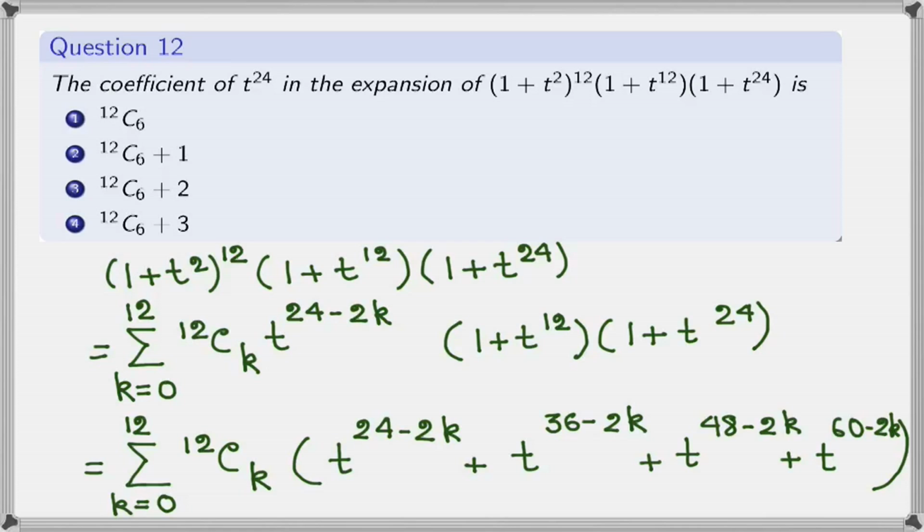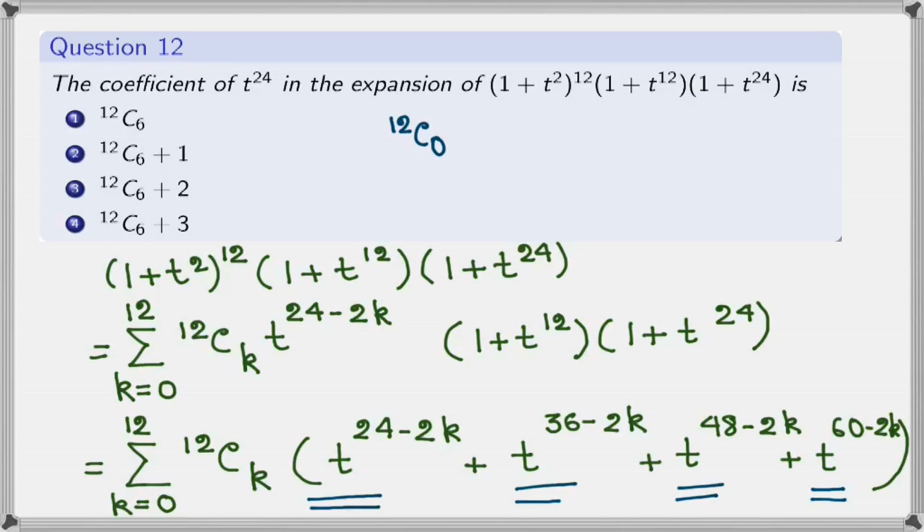Now note that in this expansion, from this part we'll get the coefficient of t to the power 24 for k is equal to 0, and from this part we will get for k is equal to 6, and from this part we will get for k is equal to 12, and from this part we will not get any coefficient of t to the power 24.